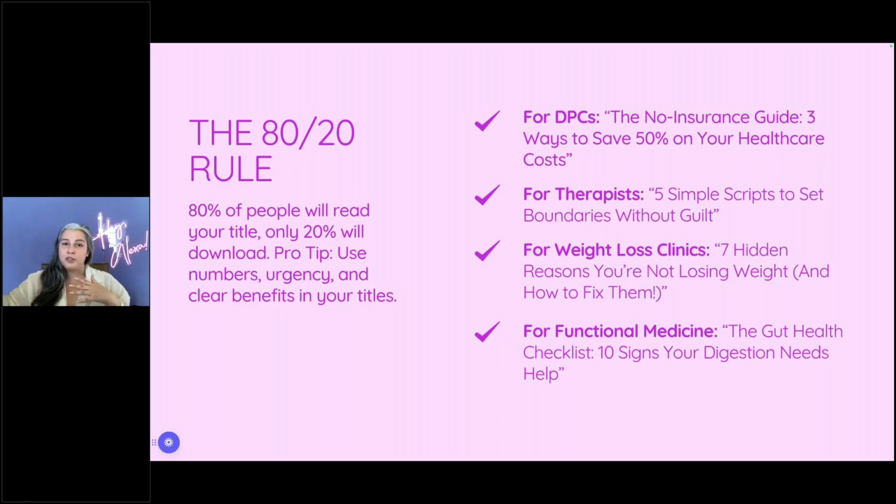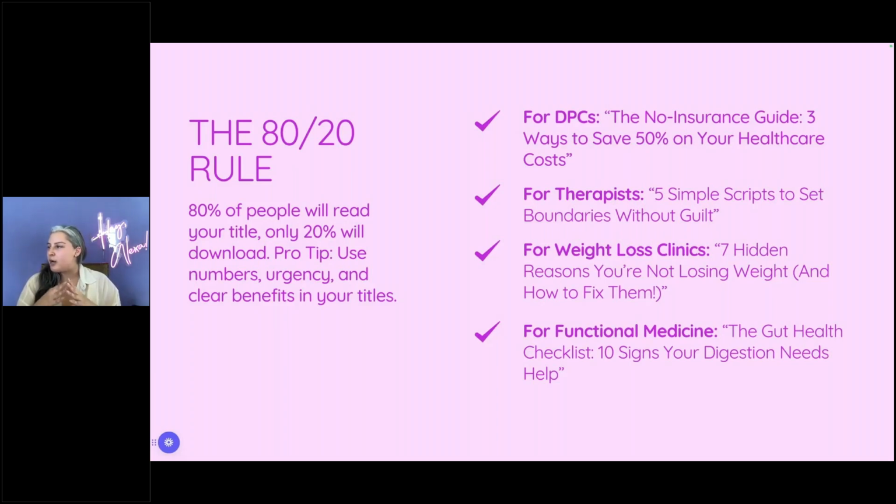I would probably download the 50% one, because these are things that would speak to me, as I have been a DPC and direct pay, private pay patient and client in the past. For a weight loss clinic, you can say 7 hidden reasons you're not losing weight and how to fix them. I've also struggled with my weight. I feel like I've struggled with most of this, except probably all this.